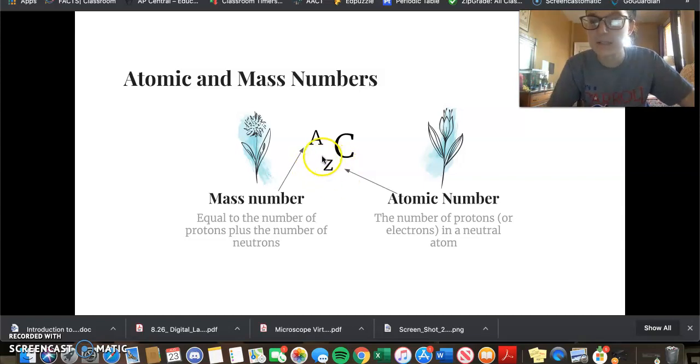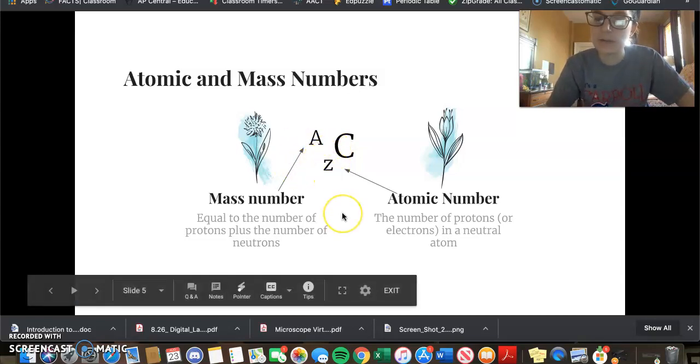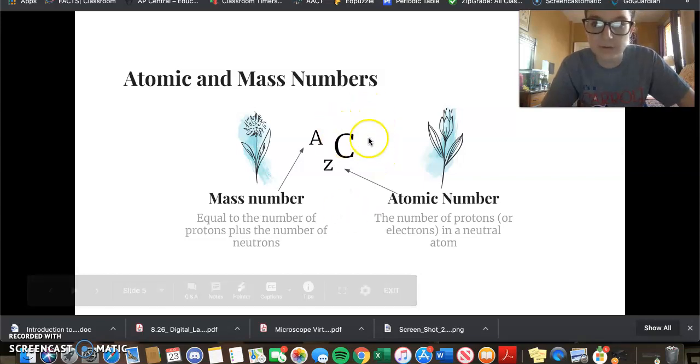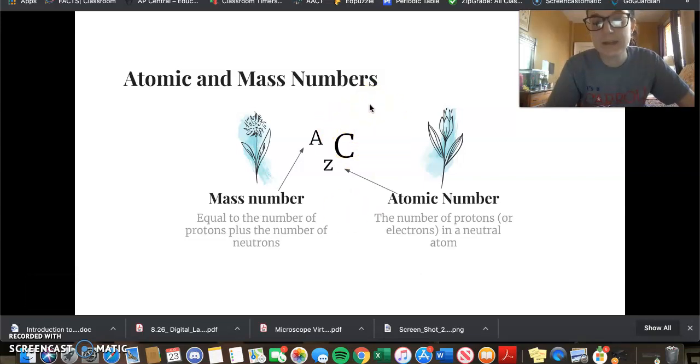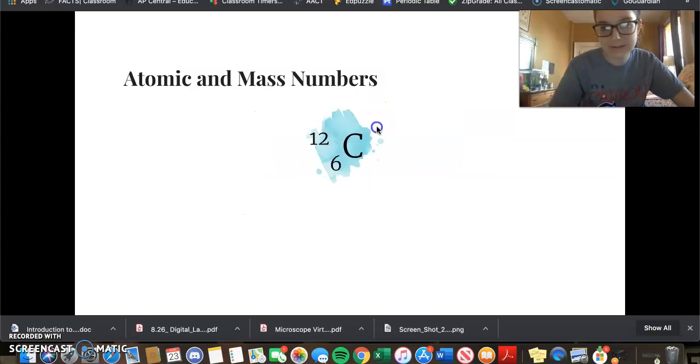And then in the little subscript before the chemical symbol, we have the atomic number, which is equal to the number of protons. And if we have a neutral atom, which if it wasn't neutral, we would have a charge up here, it would be equal also to the number of electrons.